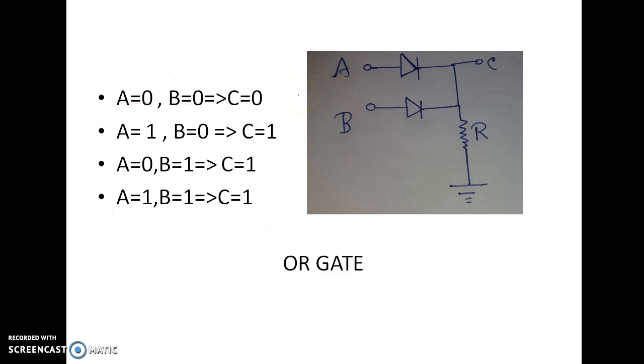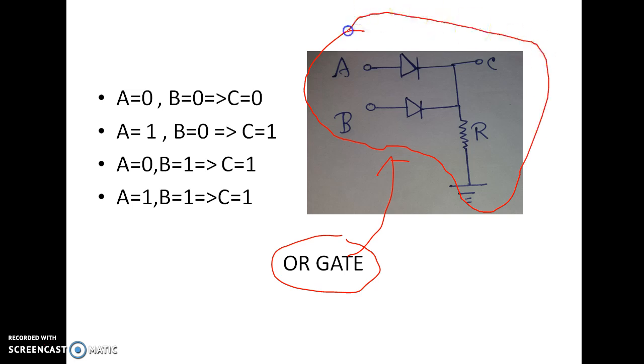This is nothing but an OR gate. Okay, so inside an OR gate we can make this kind of diode circuit so that it can act like the OR gate, that is, whenever any input is high, the output will be high. So this diode configuration acts like an OR gate.